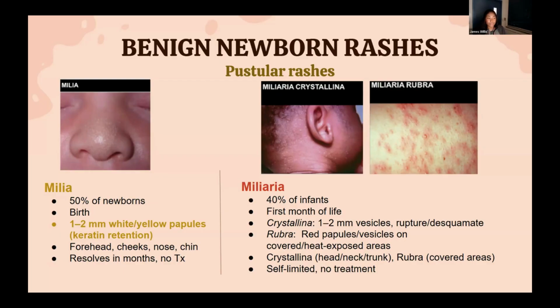Crystallina versus rubra. I mean, we don't have to know this because it really isn't that pertinent because they all look the same essentially, but the rubra would be on the covered areas and then crystallina would be on the head, neck, and trunk.